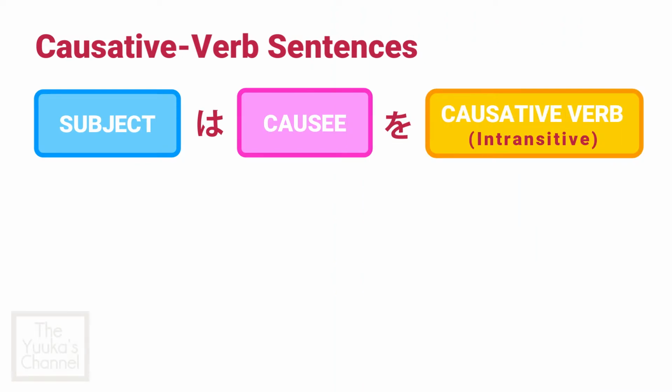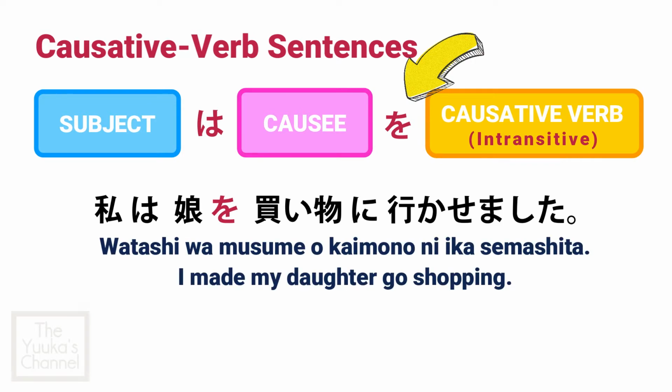When the verb is intransitive, the agent or causee is followed by the particle o, or sometimes ni. Example, Watashi wa musume o kaimono ni ikasemashita. I made my daughter go shopping.